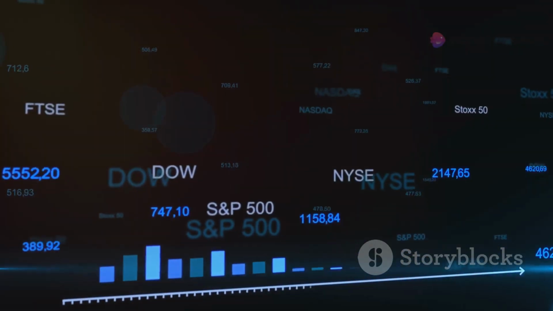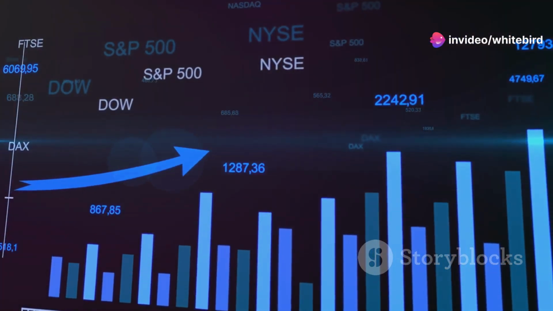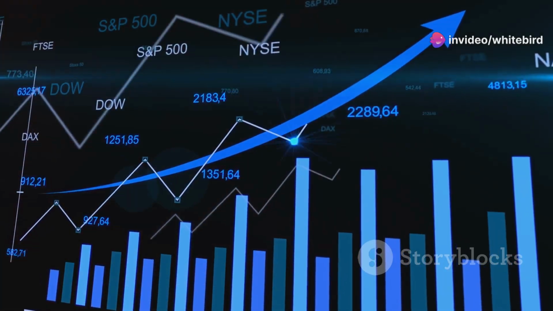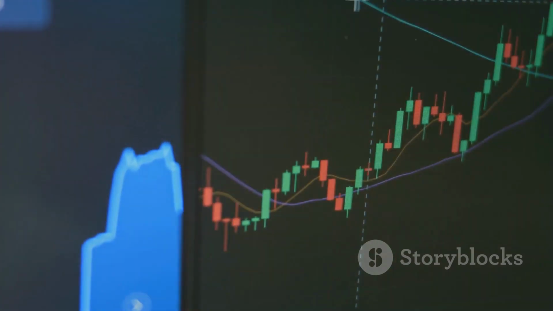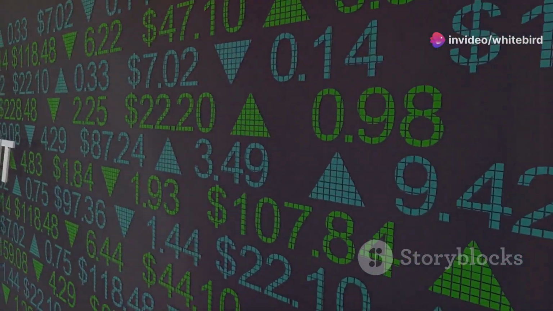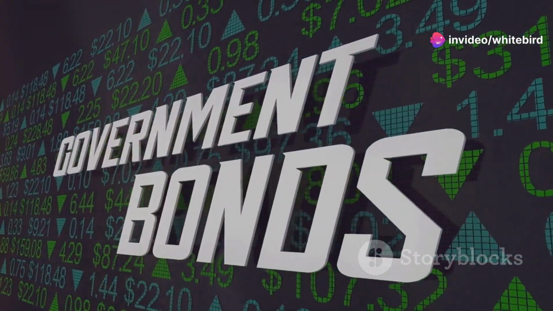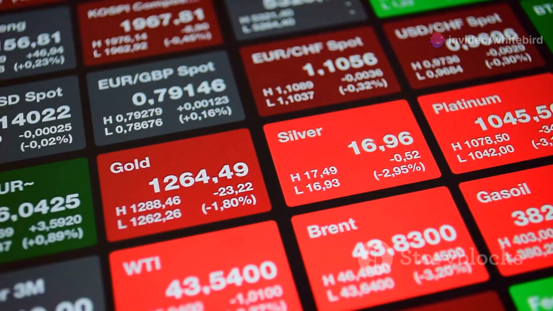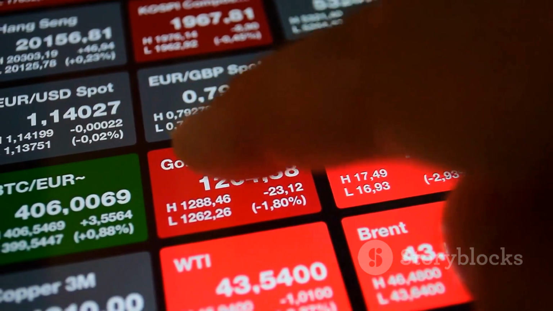Types of ETFs. Index ETFs aim to replicate the performance of a specific index, such as the S&P 500 or the Dow Jones Industrial Average. Sector and industry ETFs focus on specific sectors of the economy, like technology or healthcare, or specific industries. Bond ETFs invest in a portfolio of fixed income securities, including government and corporate bonds. Commodity ETFs track the price of a commodity, such as gold or oil, or a group of commodities.